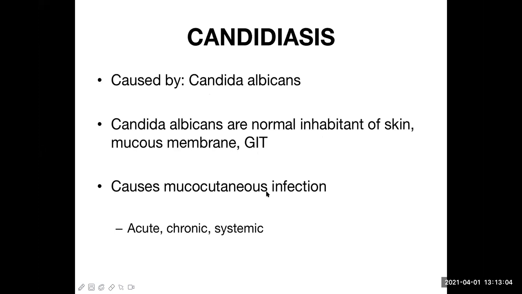This normal commensal does not usually cause infection on its own. There is a harmonious relation between them and our body. But if the environment changes in that particular area, if there is some damage, some other disease probably, or if their population increases because of the decreased population of some other bacteria, then there may be infection. So mucocutaneous infection caused by candida can be acute, chronic, or systemic.